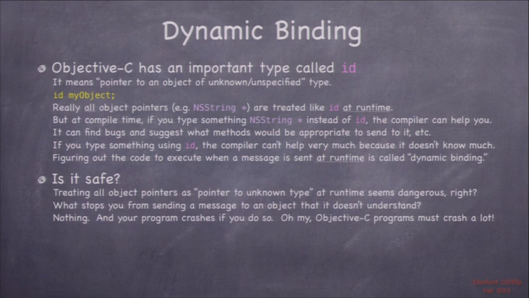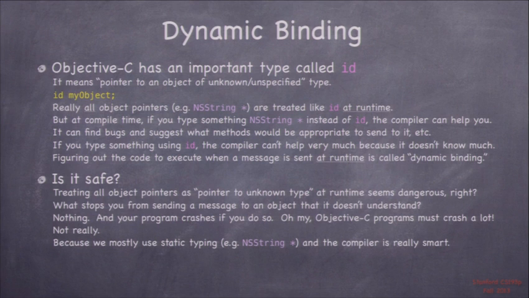And so you're probably feeling like, wow, these Objective-C programs must be crashing all the time because you accidentally send a message to an object that doesn't understand that message. But actually, it doesn't happen. Why doesn't that happen? There's really two reasons.